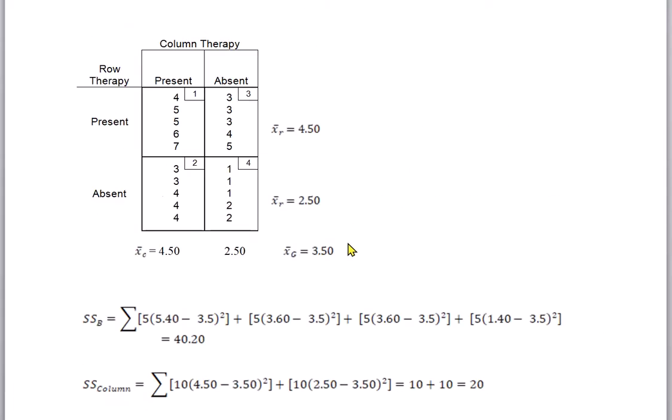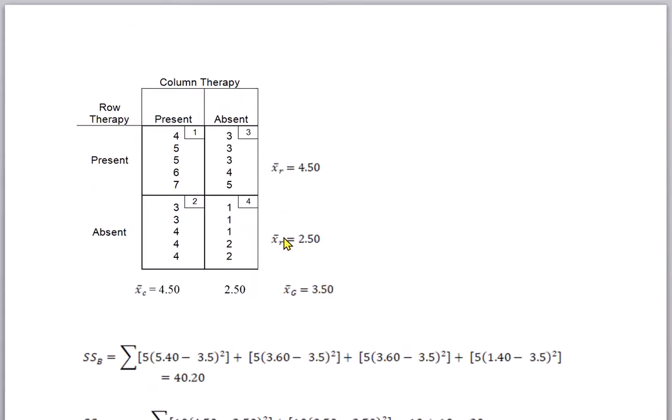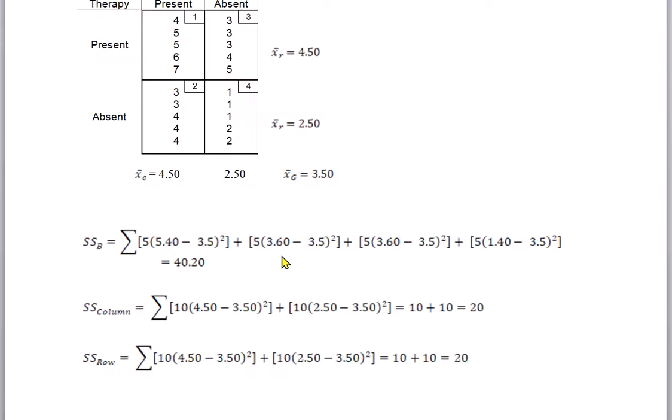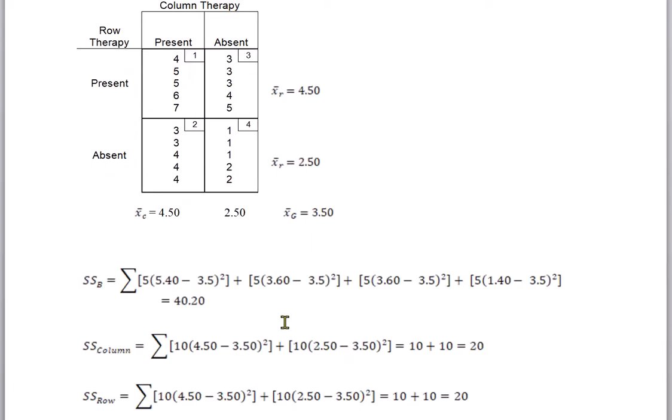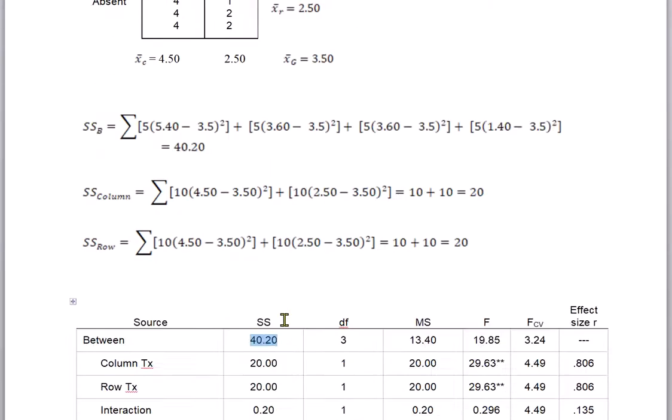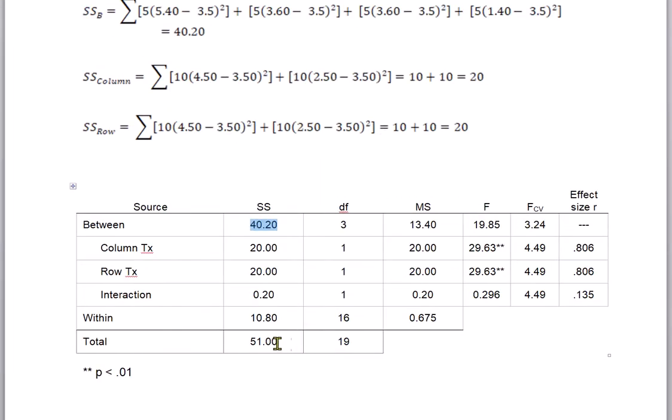And we can start filling in the table. I've done it all at once rather than stepwise. But the first thing that we do, the very first thing would be this one. That's the between group sum of squares, which I calculated here. And not shown here is the total sum of squares. That lengthy procedure, if I had it on the page, would come out to be 51.00. 51 minus 40.2 gives us the within groups.